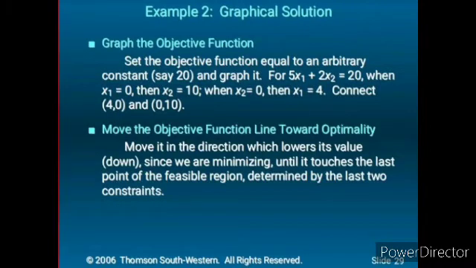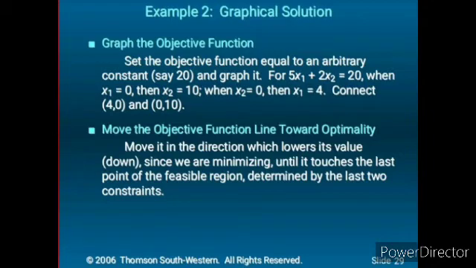So next, graph the objective function. So sabi dito, set the objective function equal to an arbitrary constant. Halimbawa, 20. Okay? For 5x sub 1 plus 2x sub 2 is equals to 20. So itong 20 na to, ito lang naman yung assumed value lang. Okay? So when x sub 1 is 0, then x sub 2 is 10. When x sub 2 is 0, then x sub 1 is 4.